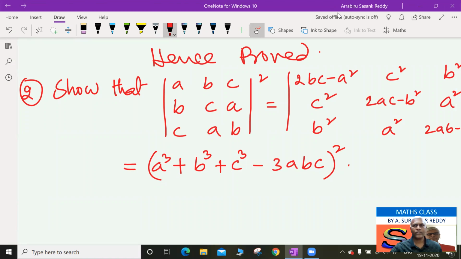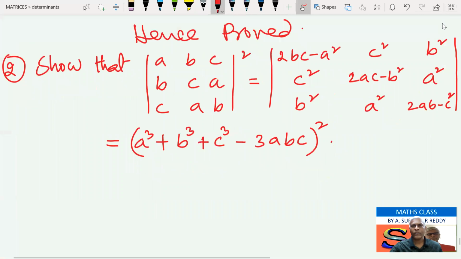So this is also a very important question. So we have to prove that this is equal to this, and this is equal to this: two equalities.